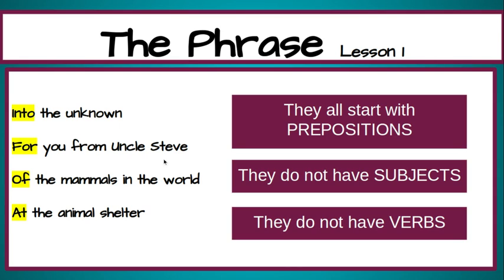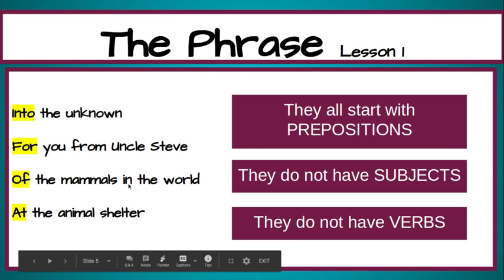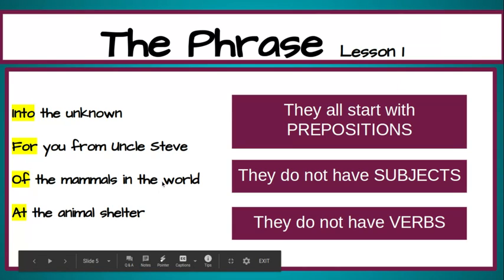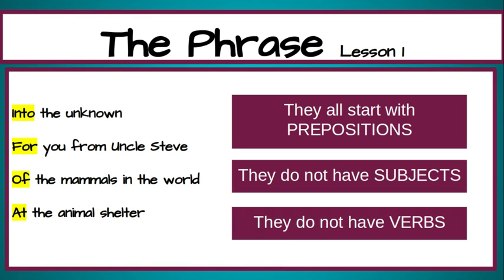Okay, what else do they not have? They do not have verbs. So because they don't have subjects, they don't have any action in them. All right, saying that, of the mammals in the world, in is not a verb. It's not an action. It's not a state of being. So it's not a verb. None of these have verbs. So they all start with prepositions. None of them have subjects and none of them have verbs.